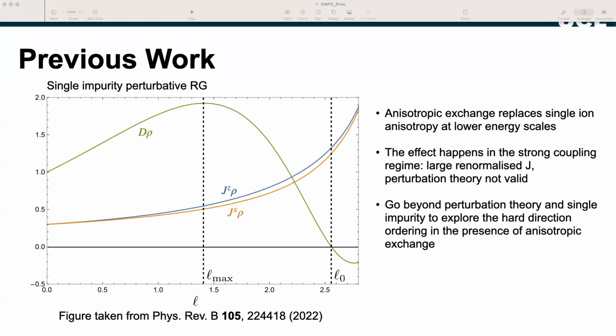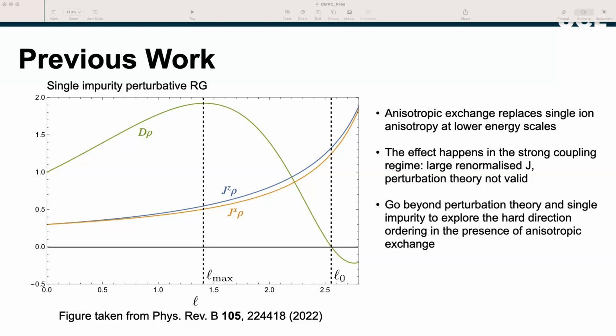So some more motivation for this work. Some previous work that's been done in the group by another PhD student has shown that the anisotropy in the model is replaced by an anisotropic exchange. This splits to zero at lower energy levels, and you can see that this effect happens in the strong coupling regime where you have large renormalized J's. So perturbation theory does not work. I should stress that this is the single impurity, not the lattice as well. So there's no magnetic order.